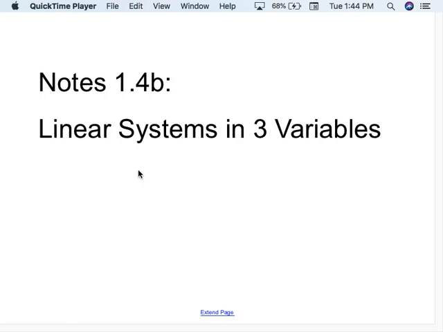So notes 1.4b, we're going to solve linear systems in 3 variables now. Are you going to collect the page 26? Not today.